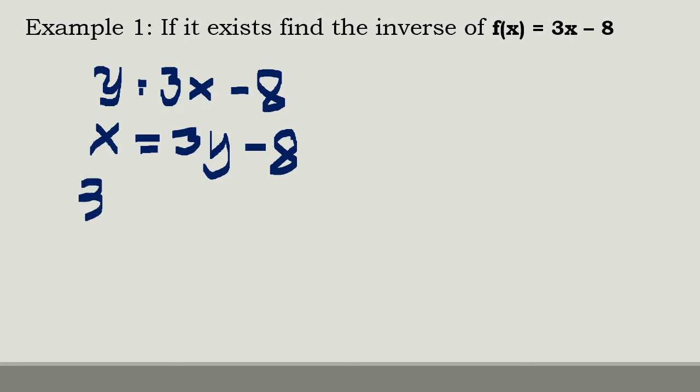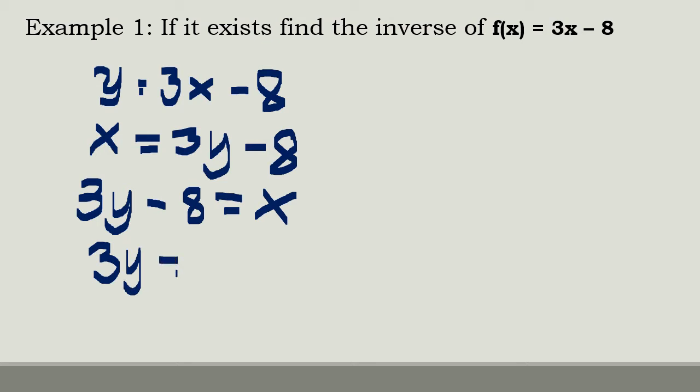Let us interchange first: 3y minus 8 is equal to x. So para mas madali nating makuha yung y, nandun siya sa kaliwa ng equation, we interchange x equals 3y minus 8 to 3y minus 8 equals x. So in this case, we need to isolate y, so we are going to transpose negative 8 to the right side. As you transpose negative 8, the sign will change to positive 8.